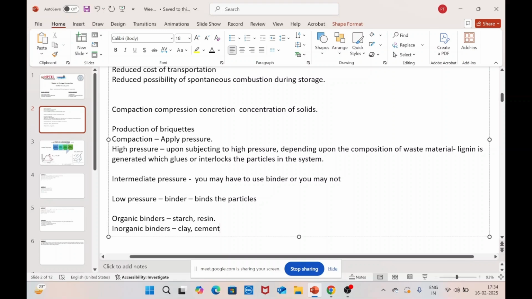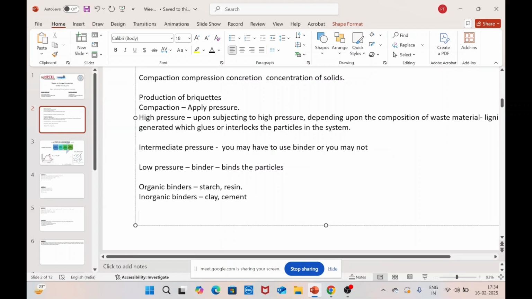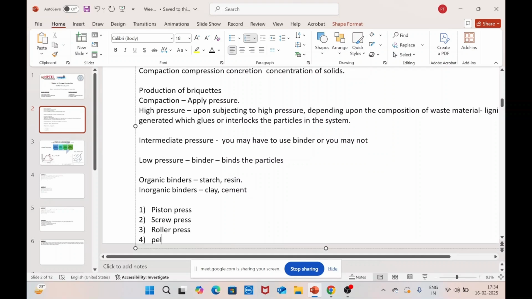This densification process, as we said, happens through compaction. After compaction we have compression, then concretion, and then the concentration of the solid. For high pressure systems, we have four different types of press, four different ways to press the feedstock material at such high pressure. I will name two and I am expecting responses for the other. One is the piston press, another one is the screw press, then the next two: pellet mill, pellet machines or pellet mills, anything is fine.